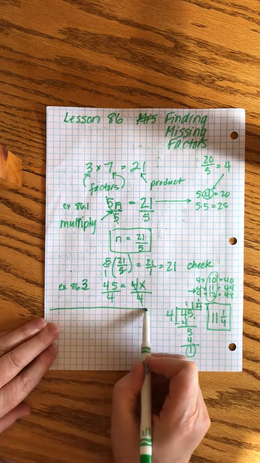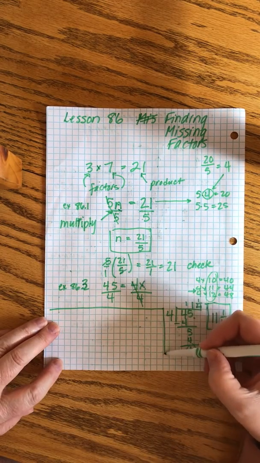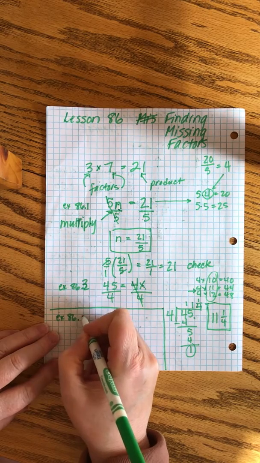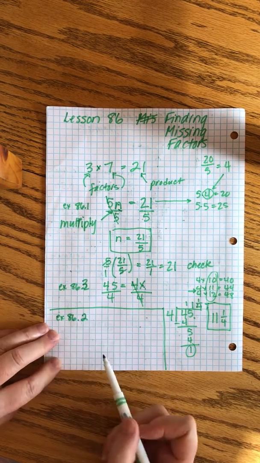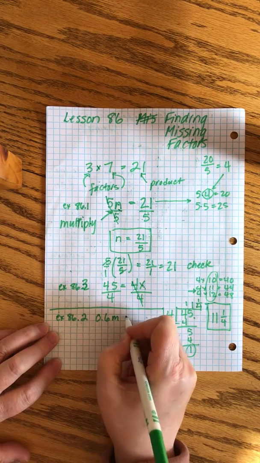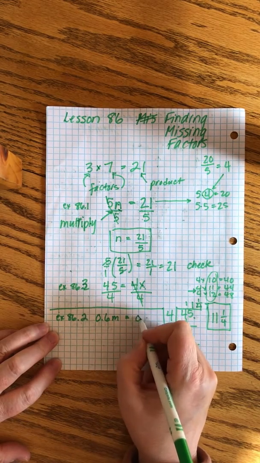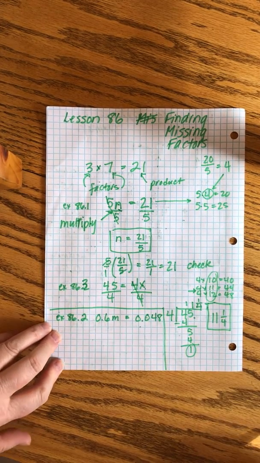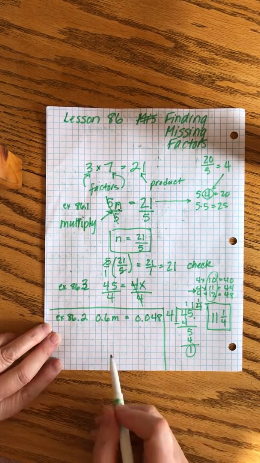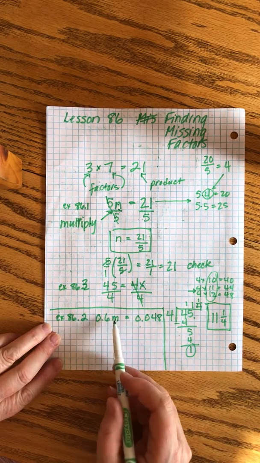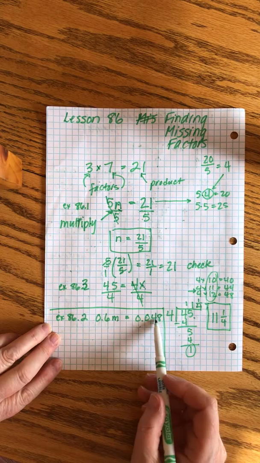Okay? And here's example 86.2, which we skipped, right? We went out of order, but it's okay. 0.6m equals 0.048. Ay, ay, ay, this one's got decimals, it's creepy. But it's the same thing. These two numbers multiply together. These are the factors. This is the product.